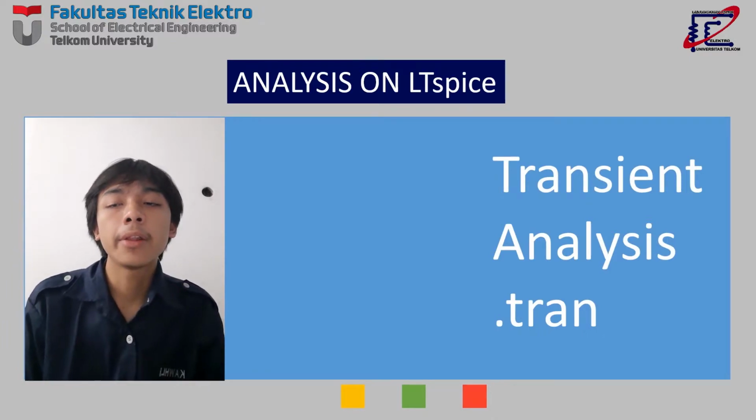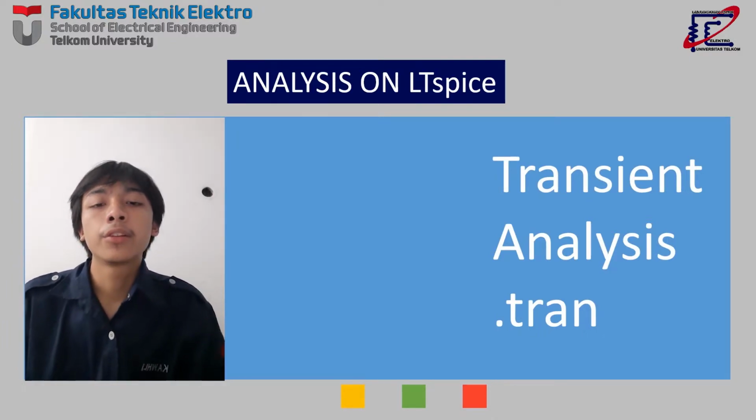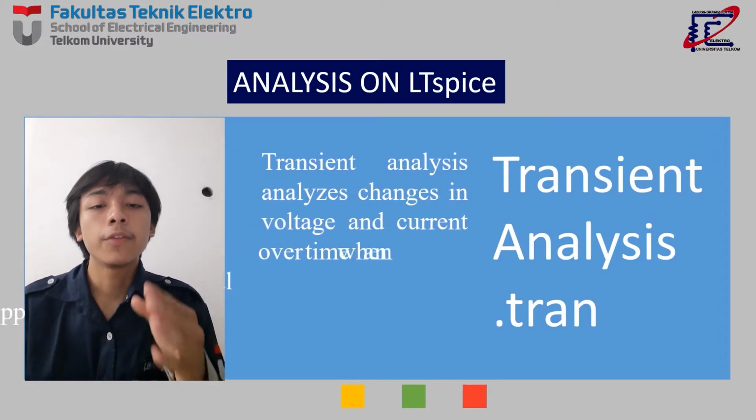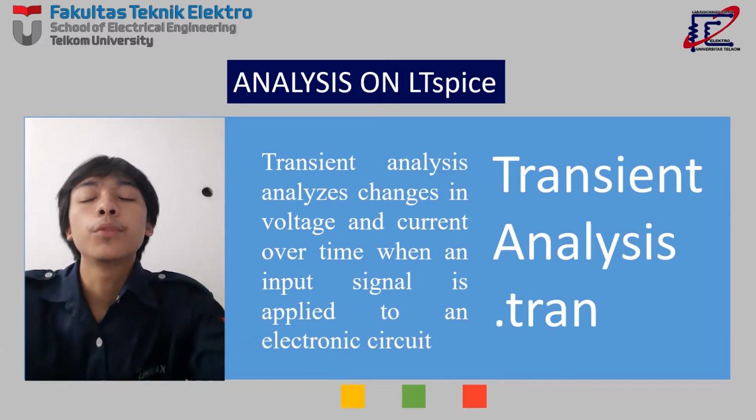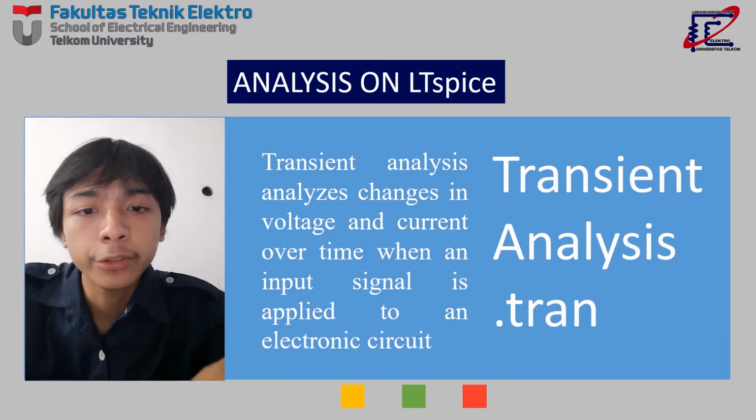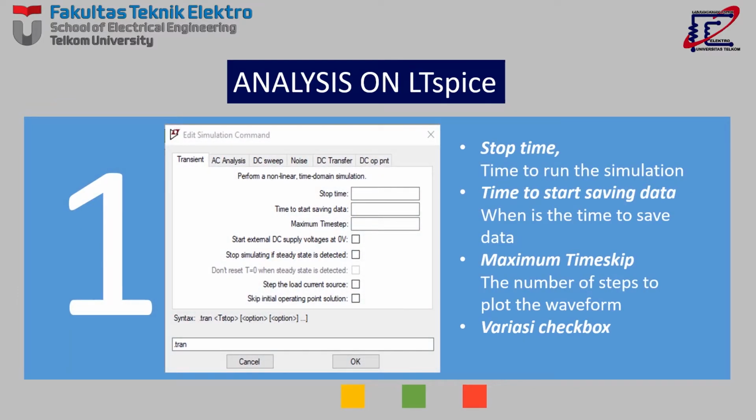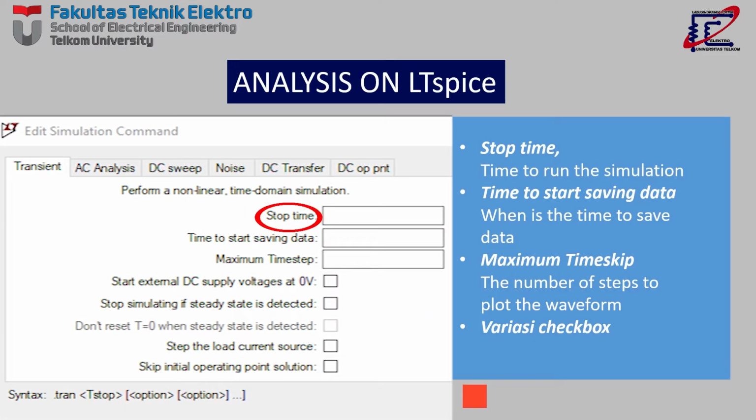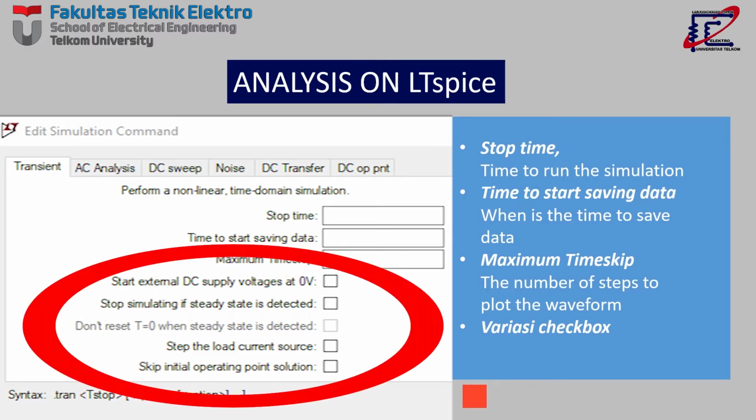Trans, or you can call it transient analysis. Transient analysis is for analyzing changes in voltage and current over time when an input signal is applied to an electronic circuit. There are important parameters for transient analysis. Number one is stop time, which means the time to run the simulation. Number two is time to start saving data, which means when to start saving data. Number three is maximum time step, which means the number of steps to plot the waveform, and various checkboxes.